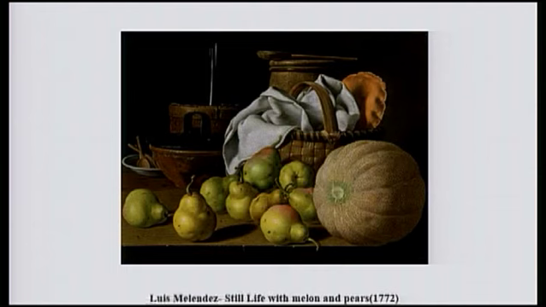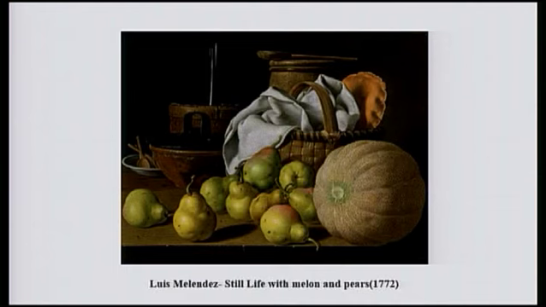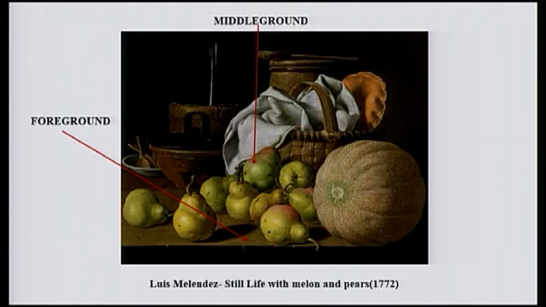Now, try to identify the three grounds on this still life of Louis Melendez. The foreground is the table. The pears are on the middle ground, and the kitchen vessels are on the background.